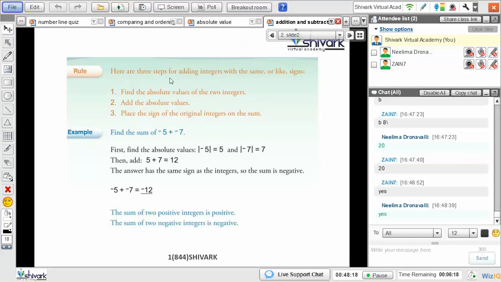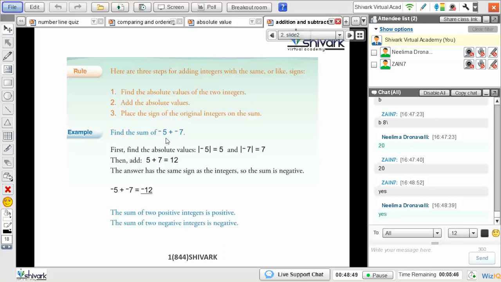Okay. There are three steps of adding integers with the same or like signs. Find the absolute value of the two integers, add the absolute values, and then place the sign of the original integers on the sum. So like minus 5 and minus 7. Remember, there are some rules, okay? Addition of integers of the same sign: the answer will be the same sign.